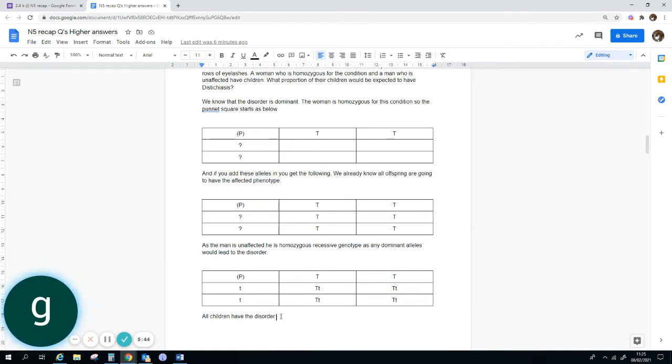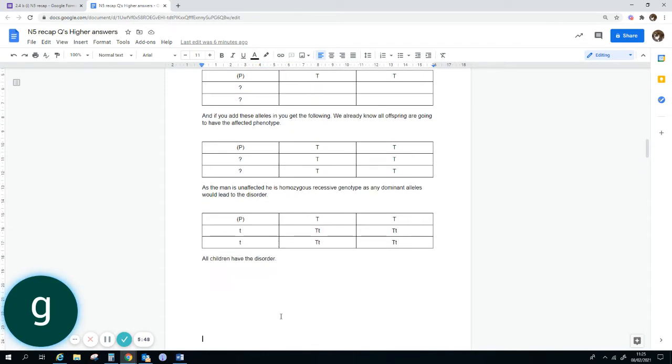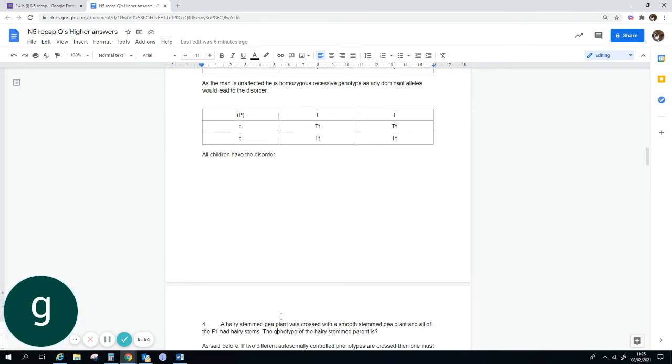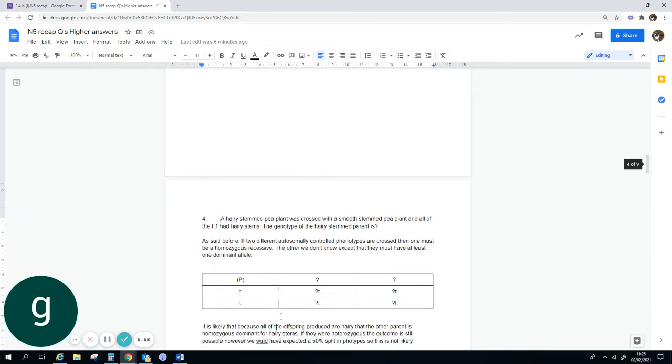So all of the children will have the disorder because the female will pass the dominant allele, which gives the condition, to every one of their children. So actually, his genotype is completely irrelevant to the question. As soon as she was homozygous dominant, we knew that all of the children will have the disorder.